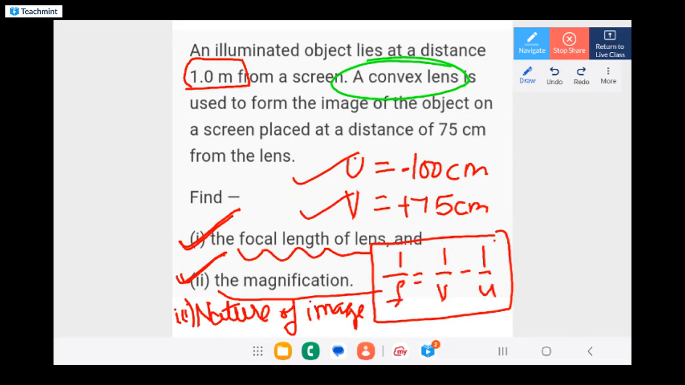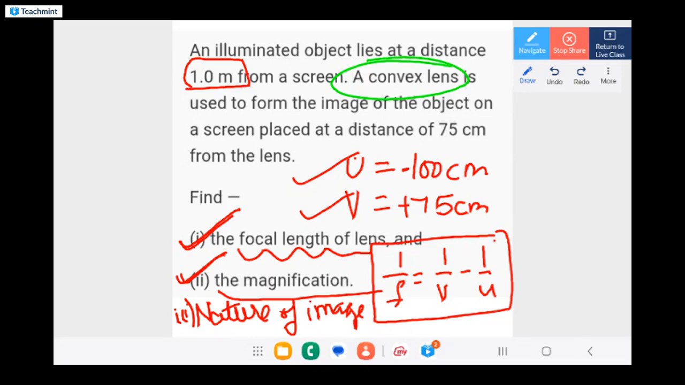Ma'am, I got the magnification. Yes, how much is it? Is it minus 1.33? No. So how did you solve it? Ma'am, M is equal to V by U, right? Okay. Yes. So you have to do minus one. Oh, sorry, V is 75. Sorry.